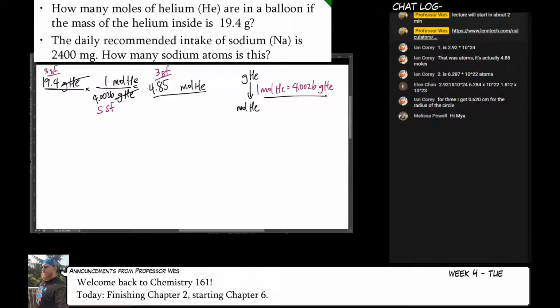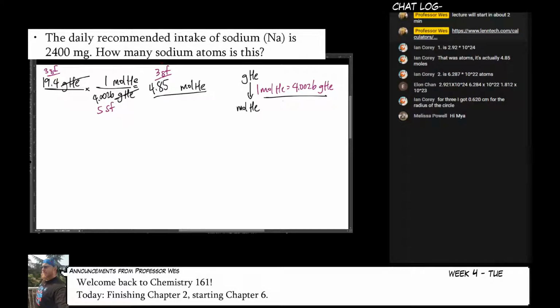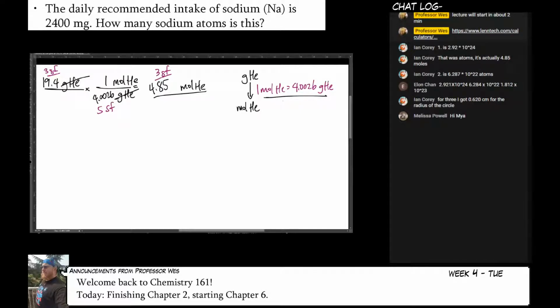All right. How many atoms are in 2,400 milligrams of sodium? Now, obviously, for all of these problems, we've been using grams of stuff. So starting with milligrams, you're going to have to immediately go from milligrams of sodium to grams of sodium. That's easy enough. Just divide by 1,000, right? We can all do the metric system. But once you get from milligrams to grams, you can then turn it into moles. And you can turn moles into atoms.